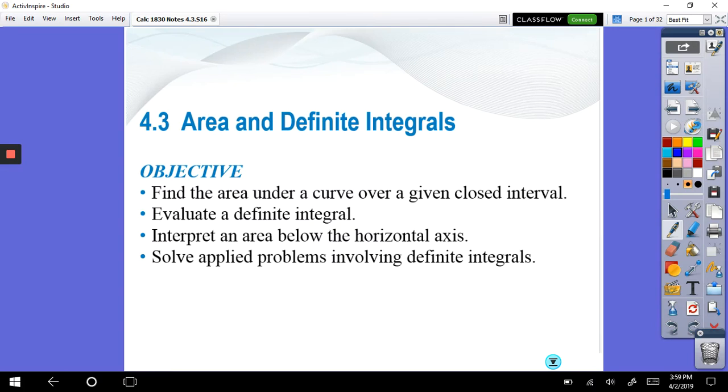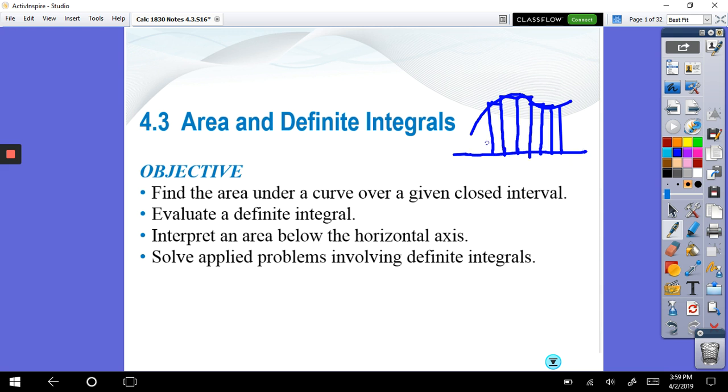I am ready to show you guys lesson 4.3, which is area and definite integrals. We're going to find the area under a curve on a closed interval. So we did this yesterday, approximating with Riemann sums using some rectangles. To find this area from here to here, we made some rectangles, we found the area of those, and that was an approximation.